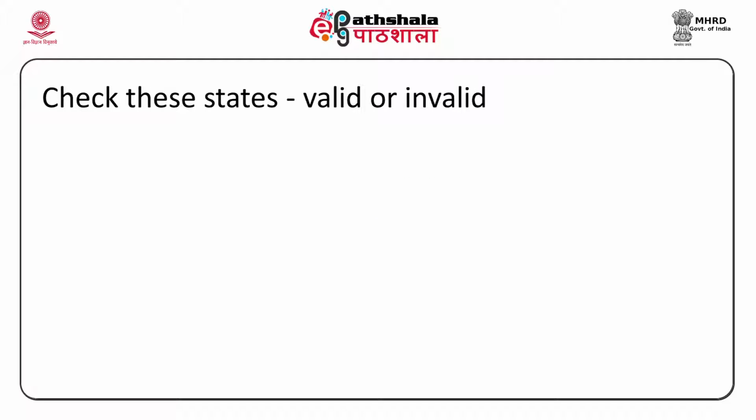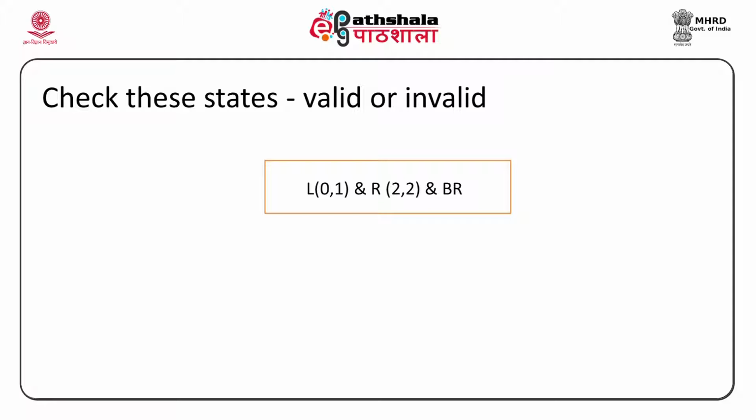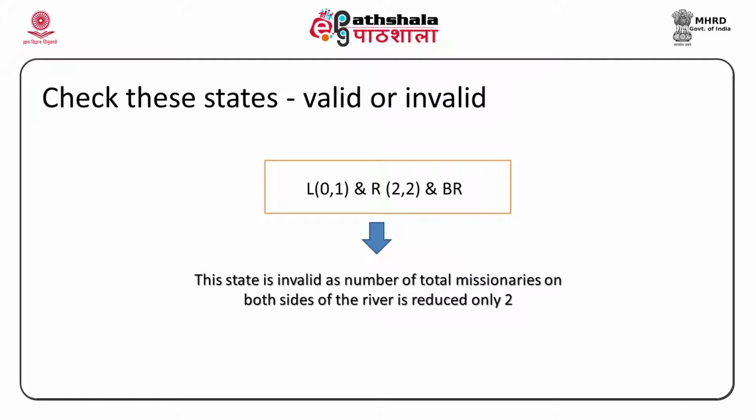What about this? Okay. Number of missionaries on either side is less than number of cannibals, but number of missionaries, calculate, 2 plus 0 is 2, they have to be 3. So, this again is an invalid state.